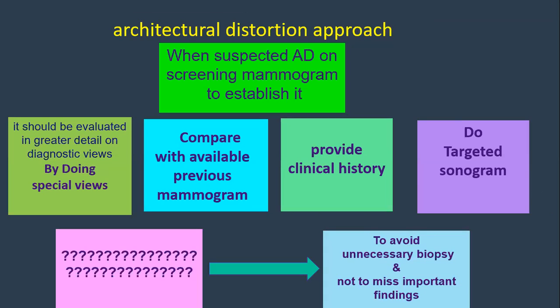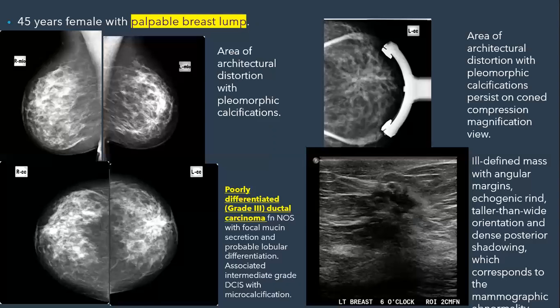Why is it important? They describe in many studies that early detection of architectural distortion is more essential and important in the prognosis of breast cancer than early detection of calcification. We need to detect architectural distortion as early as possible to improve the prognosis of breast cancer patients. Okay, so look at these examples. This is a 45-year-old female. Look here, why I highlighted? She has a palpable breast lump.